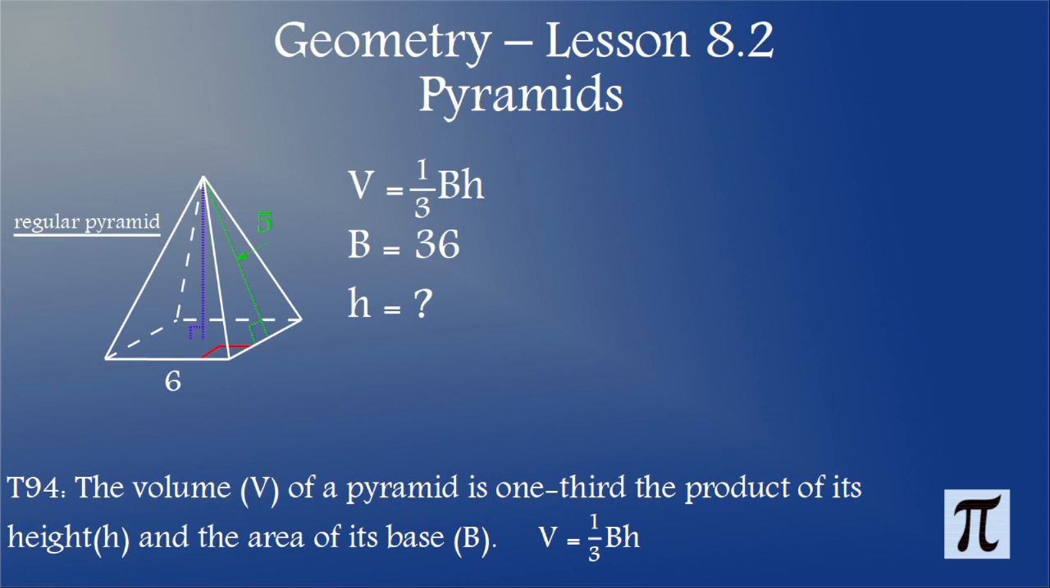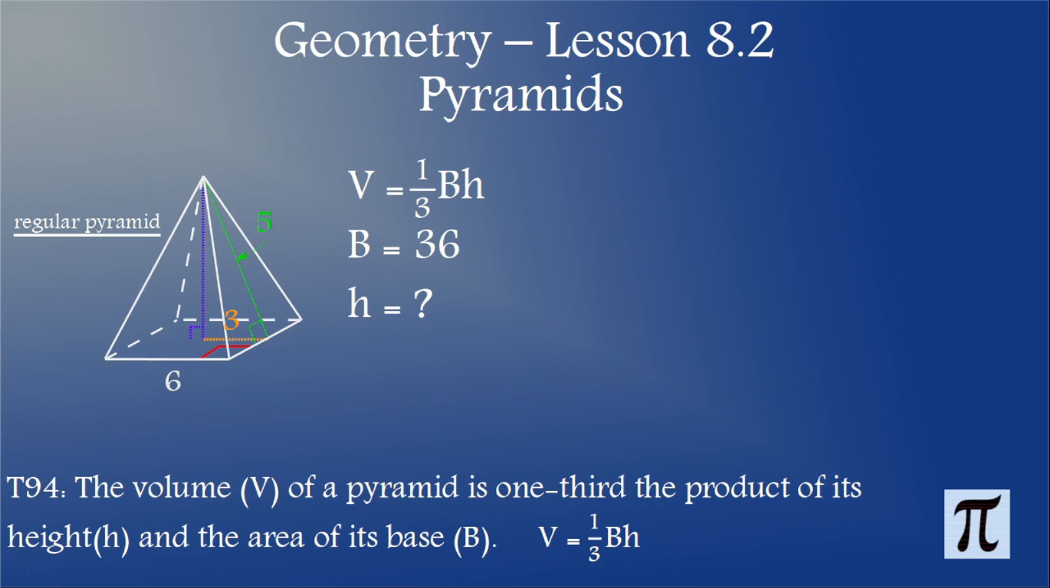But fortunately, we have a regular pyramid, so this is pretty easy to find. Because we have a regular pyramid, this height is centered about the base of the pyramid. Think about this distance here in orange. How far is it from the edge to the middle of the base? In this case, it would be 3. It's halfway across the square. We know the square is 6 across, so halfway across would be 3.